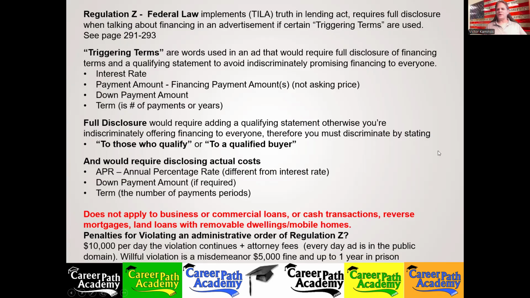Okay. Now, on your exams, they may mention it by name, Regulation Z, or they may just explain the situation, and you then need to explain what is required of it. They may not even mention it by name, but then again, they may. So you need to know Regulation Z and that it implements TILA, the Truth in Lending Act.